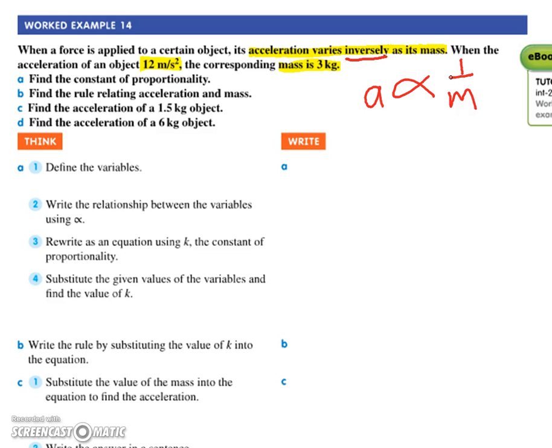So now we have to write it as an equation, and that's going to have our K in it. How are we going to write it? It's K over M. So you could have K times 1 over M or K over M. They're the same thing. Happy with that? So we've now got our relationship. We've written it with an equation having K. Now what do we do?